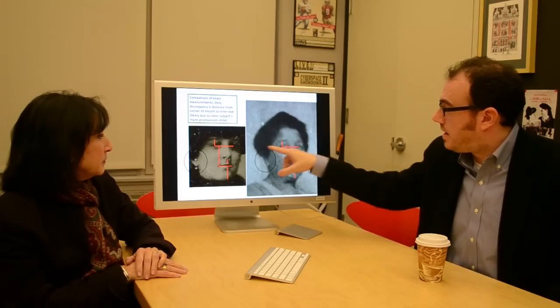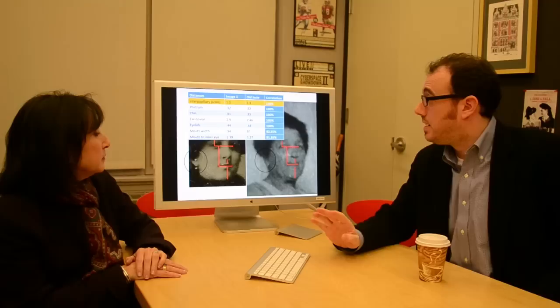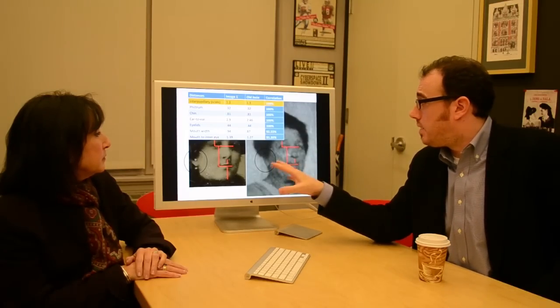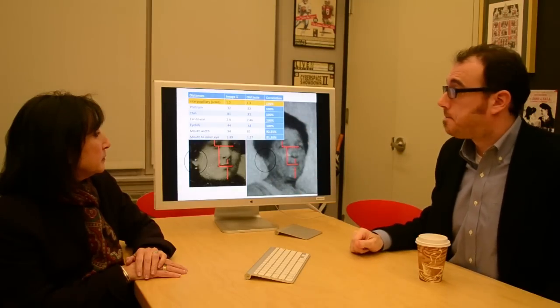So what I did was I created ratios and I made measurements here, and these measurements were a 100% match except for mouth width and the mouth to the inner eye, which were 91 or 92% accurate. The rest were 100% spot on. And this is obviously for someone who had aged maybe 40 or 50 years between photographs. I think these are very high numbers as far as similarity. So I think these measurements strongly suggest that this could be the same person.